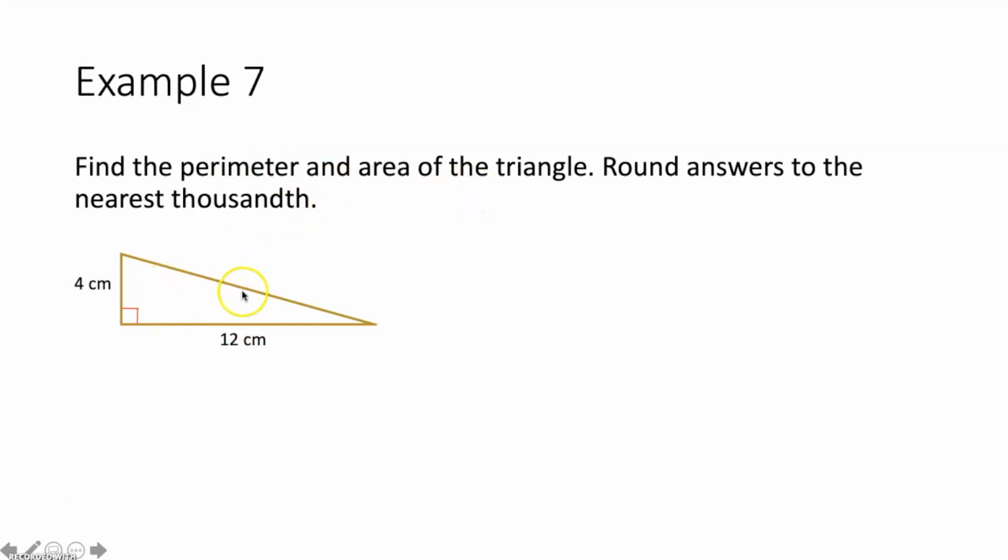So here we are given a right triangle and we first want to find the perimeter. In order to find the perimeter, we need to add up all 3 side lengths, but we're missing a side length. So how do we find a missing side length of a right triangle? That would be using the Pythagorean theorem.